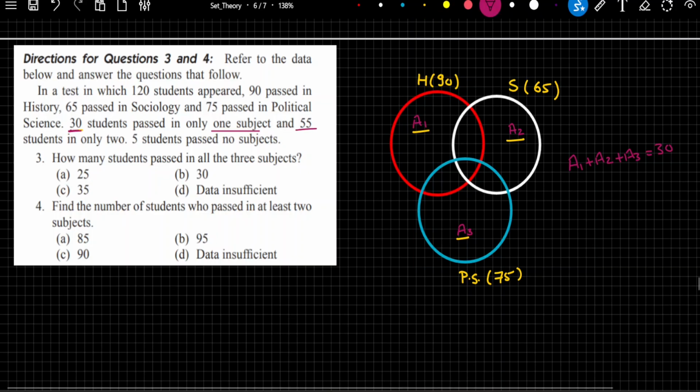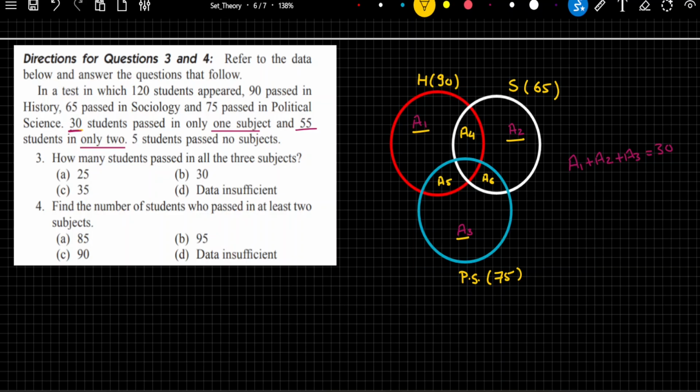Now if you look at the next data, it says 55 students passed in only 2 subjects. The word only is very important here. Only clarifies that the value we know is only about those students who passed in only 2. So it means if I call this area A4, this area A5, and this A6, you need to be very clear about which area I am calling A5. I'm saying this area as A5, this area as A4, and this area as A6. So we are leaving this part, right?